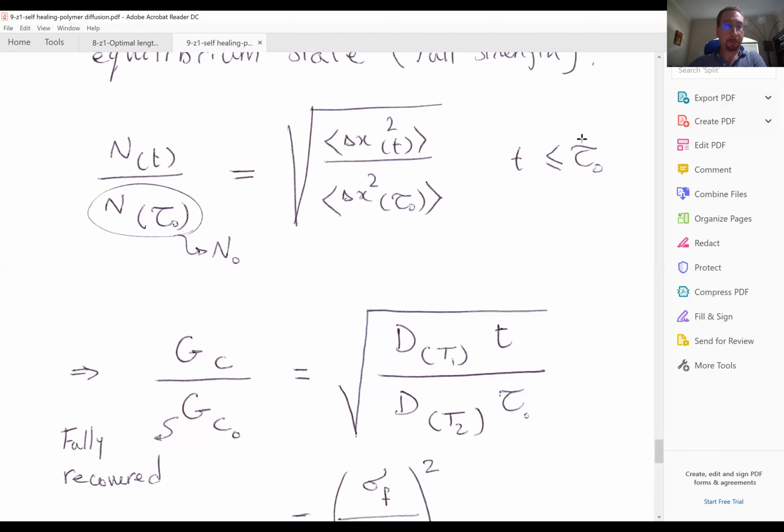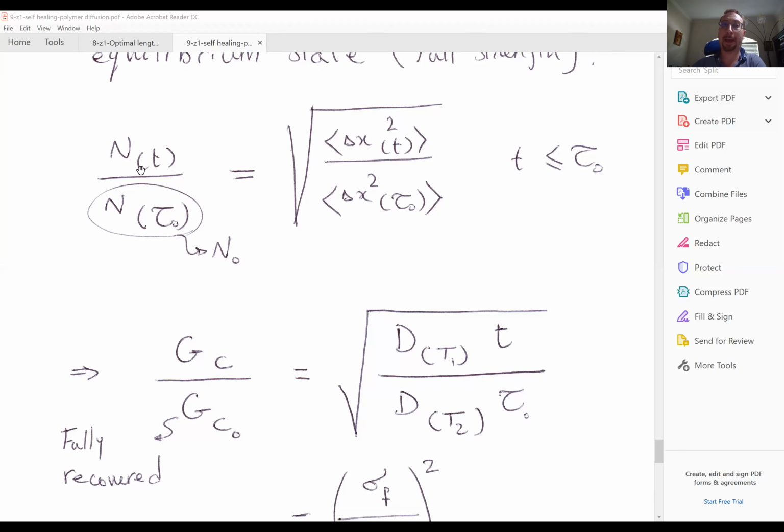So we're going to continue this, hopefully get done with this last part of this PDF file. So basically, what we said so far is that the number of chains that pass through the interface is a function of time and actually temperature.